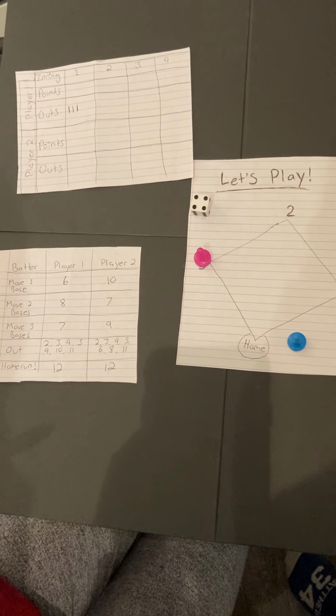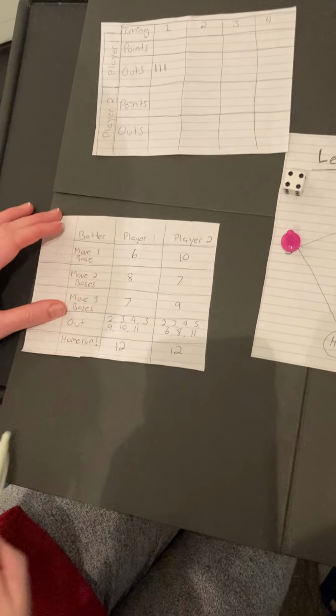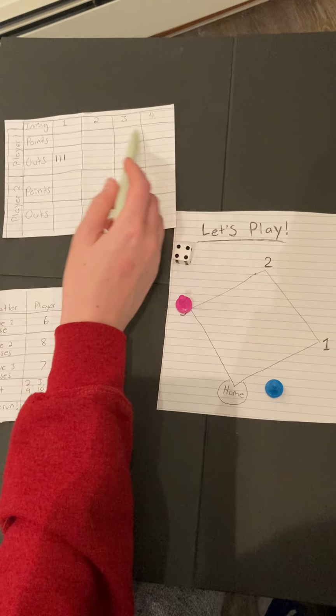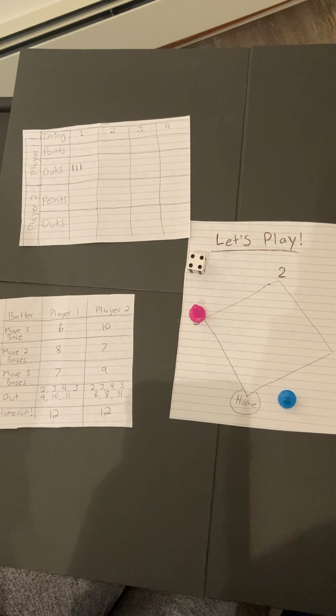And then it would switch to player 2. So player 2 would do the same thing. They look at their out numbers and their rule numbers and roll and proceed like that. Once you finish 4 innings, you add up your points and see who has the most.